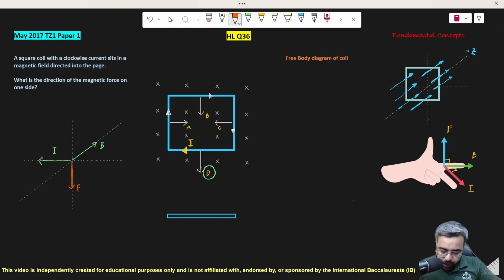Now, please come to this part where I'm going to show you the direction of the current in this coil, which is going in this direction.